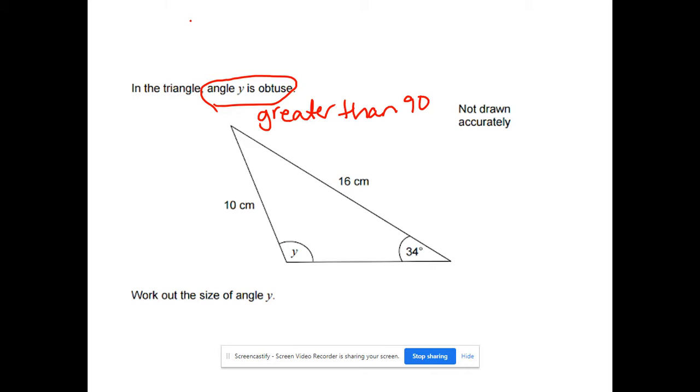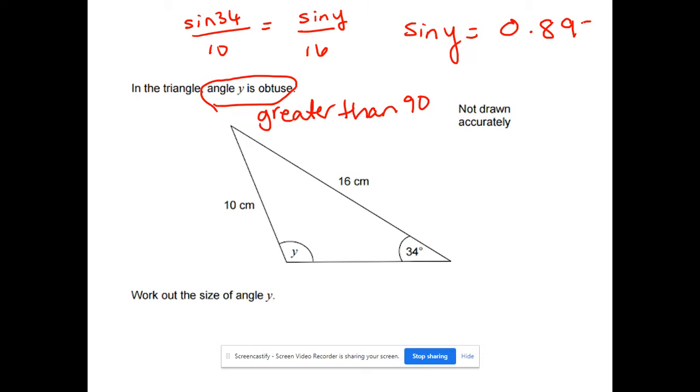We know that sine of 34 divided by 10 is going to equal sine of y divided by 16. So I'm going to multiply all of this by 16. So in other words, sine of y is going to equal sine 34 divided by 10 multiplied by 16. So we're going to get sine of y equals 0.895. So we want to know what y gives us 0.895.